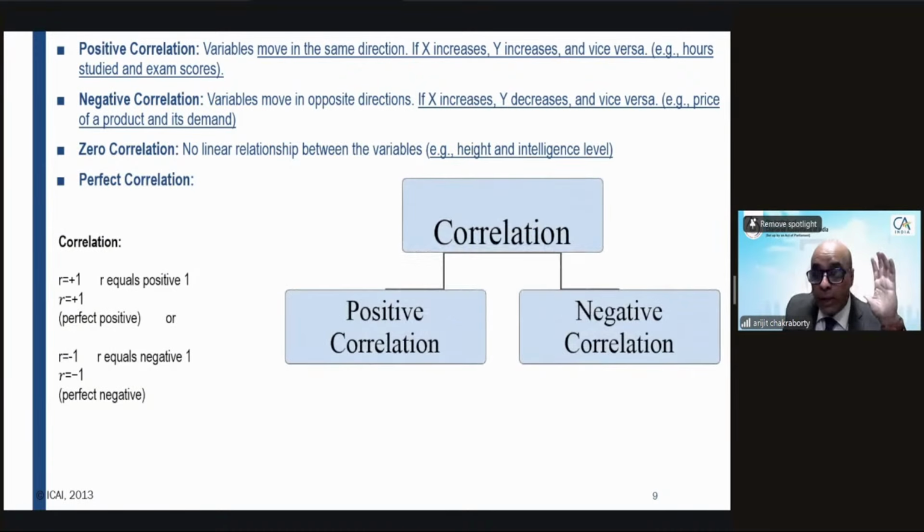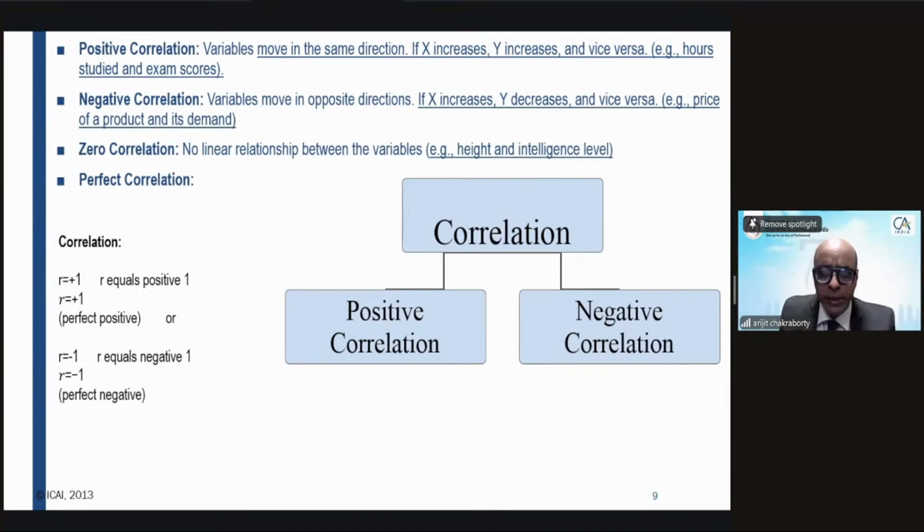So correlation is of two kinds, positive and negative. When we see the correlation coefficient is +1, that means it is a case of perfect positive correlation. And when we see the correlation coefficient is -1, that means it is a case of perfect negative correlation. So I hope you are able to follow and understand.